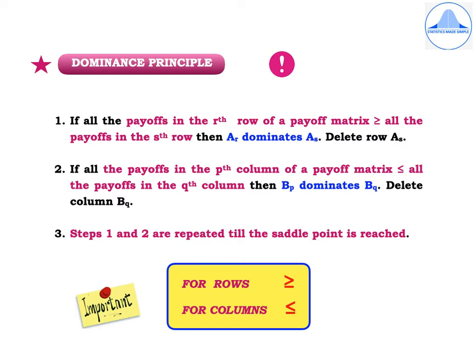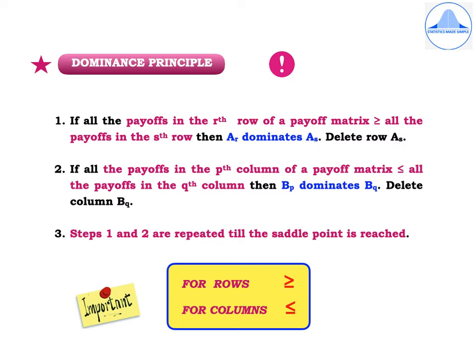The second step is if all the payoffs in the pth column of a payoff matrix are less than or equal to all the payoffs in the qth column, then BP dominates BQ and we delete column BQ. Steps 1 and 2 are repeated till the saddle point is reached.